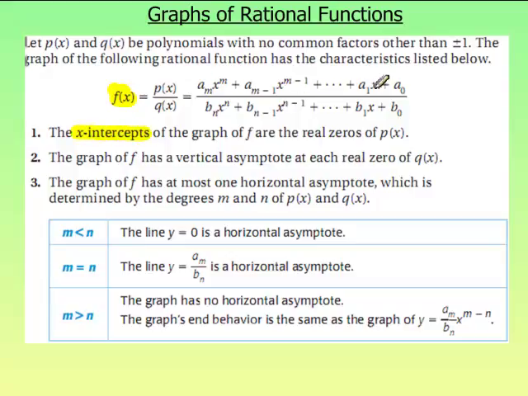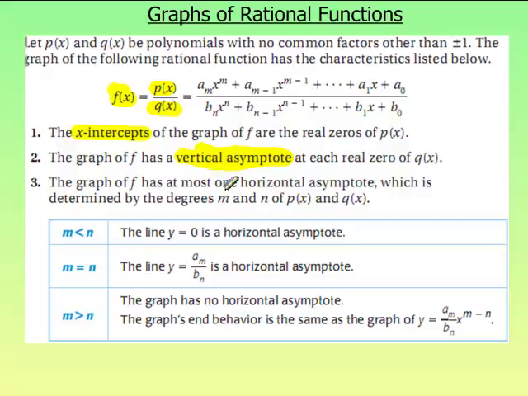Now, the key to graphing these is knowing where to find your x-intercepts, and your x-intercepts can simply be found by solving for the zeros of p of x, which is the numerator, because 0 over anything is going to be 0. But also we need to be able to find the asymptotes, the vertical asymptotes, which can be found by finding the zeros here. In other words, when you divide by 0, that will give you vertical asymptotes.